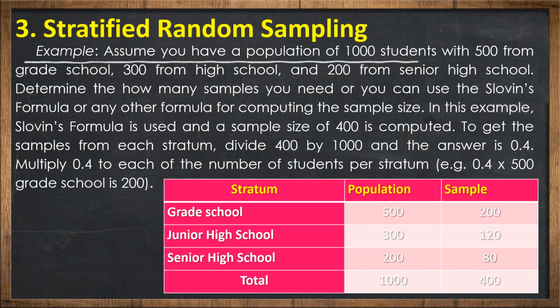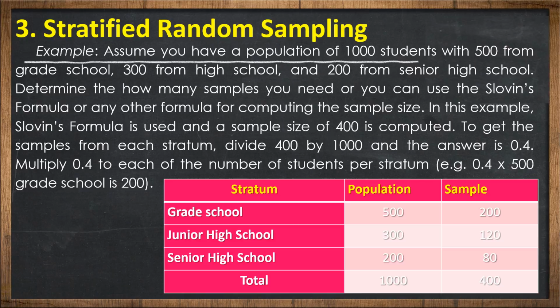Assume you have a population of 1,000 students with 500 from grade school, 300 from junior high school, and 200 from senior high school. Determine how many samples you need. You can use Slovin's formula or any other formula for computing the sample size. In this example, Slovin's formula is used and a sample size of 400 is computed. So to get the samples from each stratum, divide 400 by 1,000, and the answer is 0.4, right?